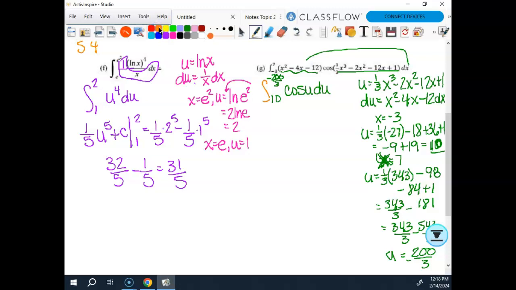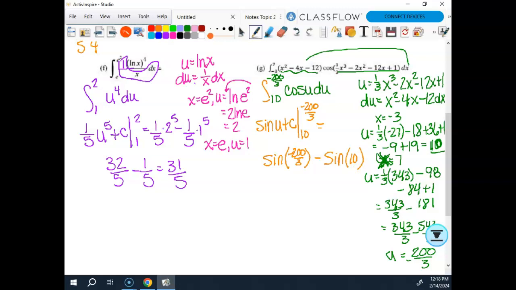So when we integrate cosine, what do we get? Sine. So this is going to be the sine of u plus c evaluated from 10 to negative 200 over 3. So we do the first one here, sine of negative 200 over 3 minus the sine of 10. Do you know either one of those? Nope. You leave it. You're done. That's all you can do.